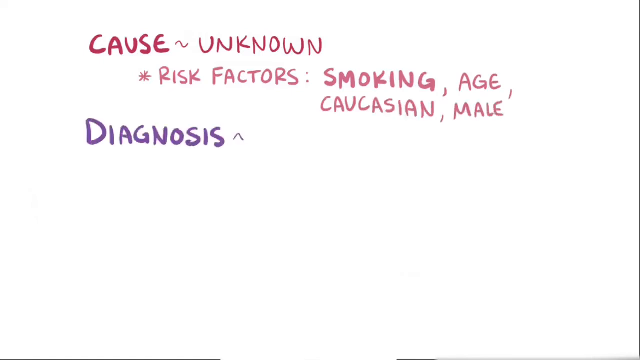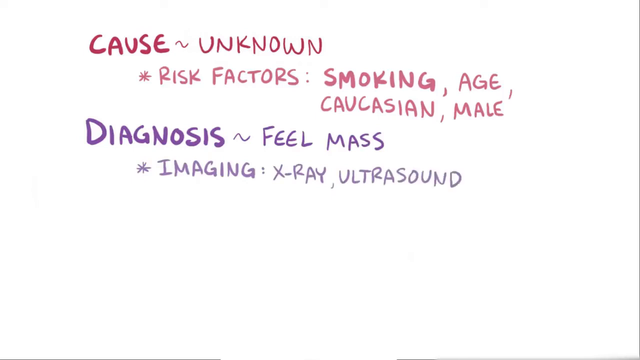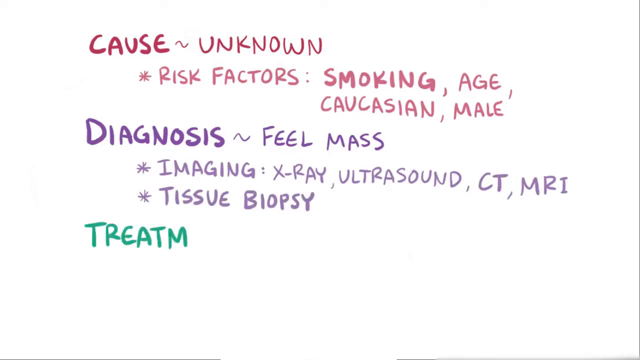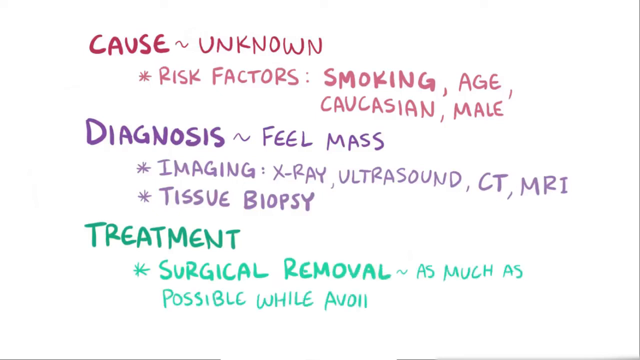Diagnosis of Warthin's tumor starts with feeling a mass around the parotid gland, followed by diagnostic imaging with an X-ray, ultrasound, CT scan, or MRI. Finally, a tissue biopsy is often done to confirm the diagnosis. The treatment of choice for Warthin's tumor is surgical removal, specifically removing as much of the tumor as possible while avoiding damage to the nerves passing through the parotid gland.